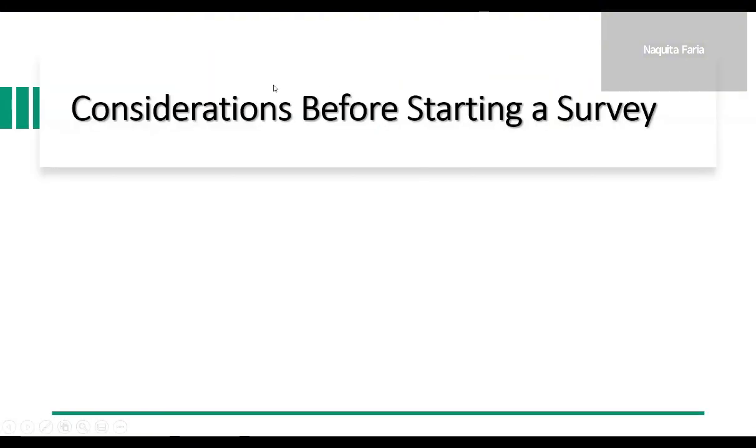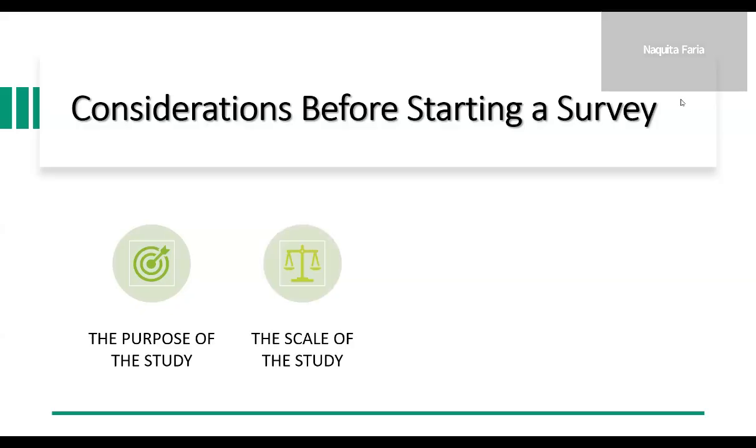Okay, so what do we have to consider before starting any vegetation survey? The first thing is the purpose of the study. Why are we surveying? What are we looking at? The second part that we look at is the scale of the study. How large are we going? Are we only looking at a few hectares, or are we looking at a few thousand hectares, or even a few million hectares?